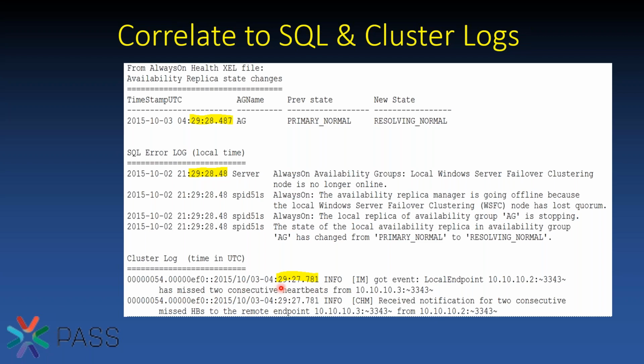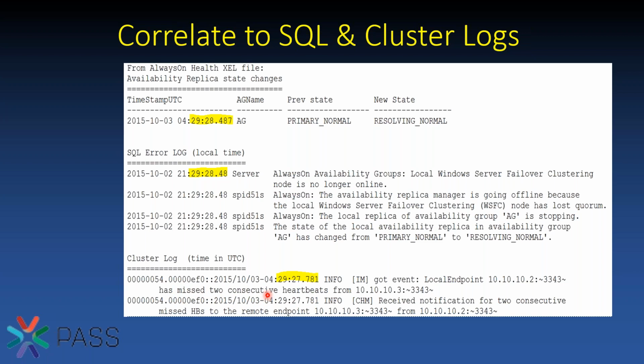And so I can say back to my network folks, hey, we had a problem at this time. You guys need to go back and figure out what was going on with the network. So in this particular instance, I know that my availability group went offline on the primary at a certain time. And then I can see from the SQL logs that I lost quorum. I can also see that I lost quorum in the cluster logs. And these consecutive missed heartbeats tell me that I'm having some network issues.